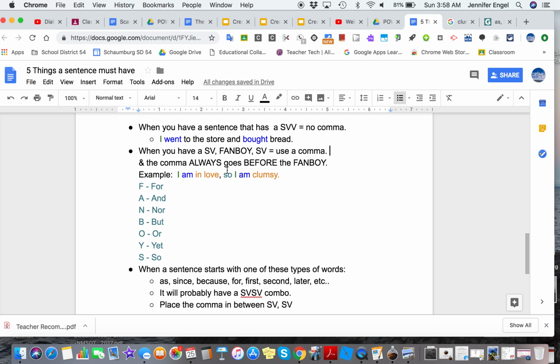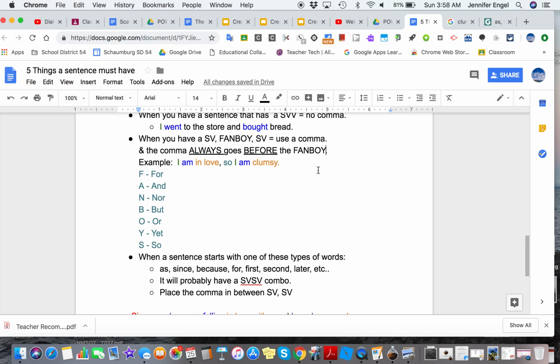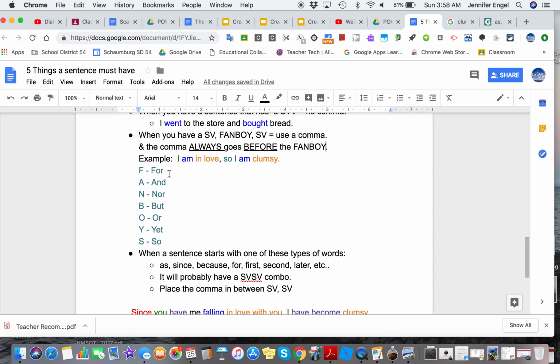And the comma always, I'm going to underline this one, there we go, goes before. Let's underline this one. It's also in capital letters just because it's annoying and gets you to remember it. So the comma always goes before the fanboy, the coordinating conjunction. So these are what the fanboys are: for, and, nor, but, or, yet, and so. So your example is, I am in love, comma, so I am clumsy.